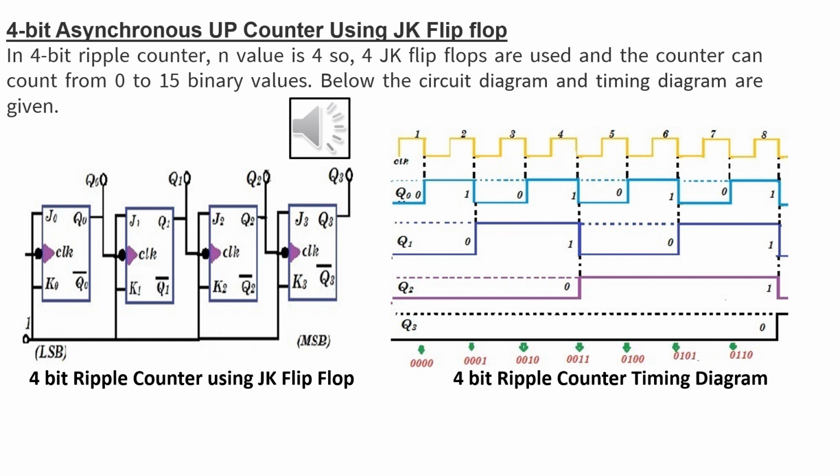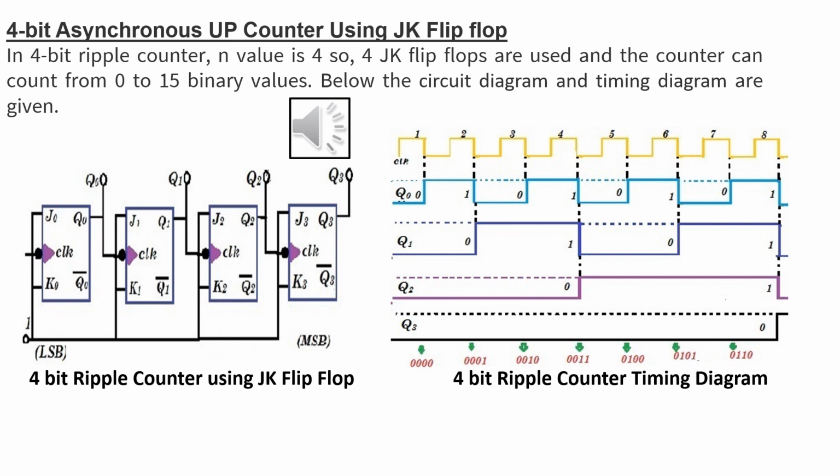So we need 4 JK flip-flops for designing the counter, and the counter can count the values from 0 to 2 power n minus 1 binary values. So 2 power n is 2 power 4 here. 2 power 4 minus 1 is nothing but 15. So the counter can count the binary values from 0 to 15. The circuit diagram and the timing diagram for the up counter are shown below.